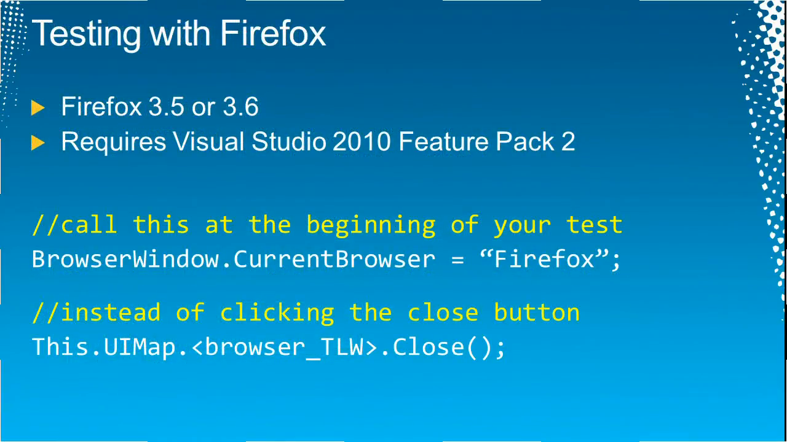If you want to record in IE, you can now play back in Firefox using Feature Pack 2. The way you do that is just at the beginning of your test case, or the beginning of your test harness, you set the browser window to Firefox.